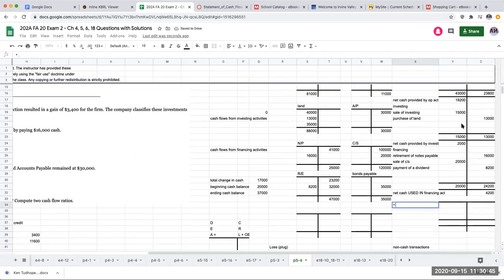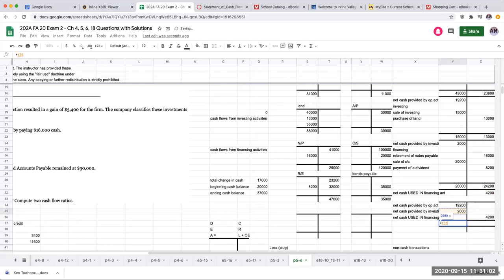So when I take my net cash provided by operating activities of 19,200, I then have my net cash provided by investing activities of 2,000, and then my net cash used in financing activities of 4,200. That gives 17,000. I just want to look at something real quick to make sure this is right, to see if your book did it any differently.